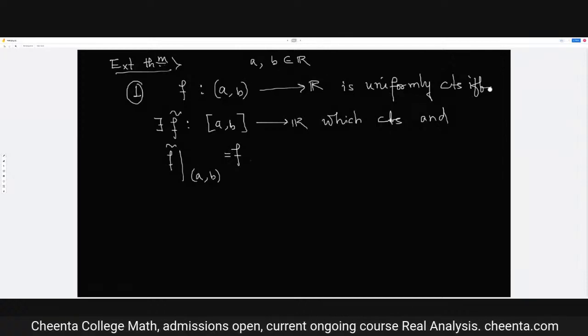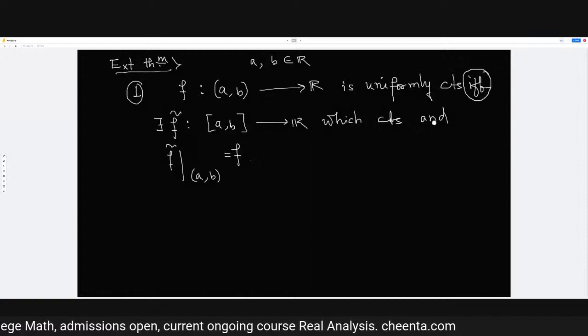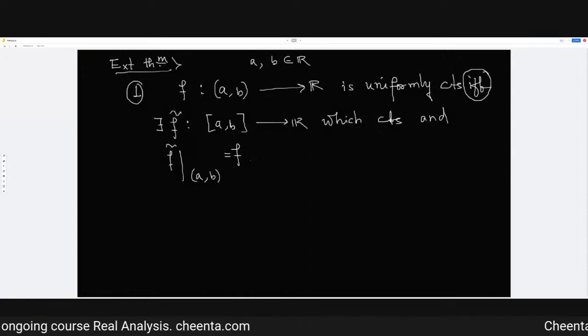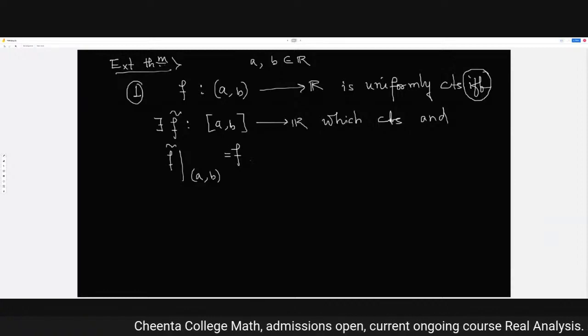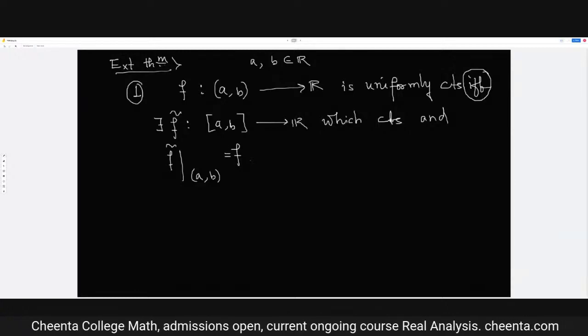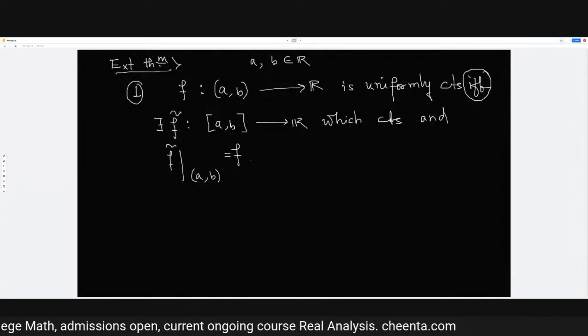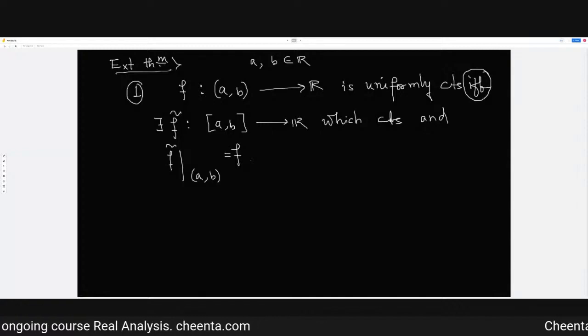So this is an if and only if criterion for uniform continuity. If you are trying to prove a function is uniformly continuous on a finite open interval, then prove that it is a restriction of a continuous function on a closed interval. If you can prove it, then you are done. So this is extension theorem 1.